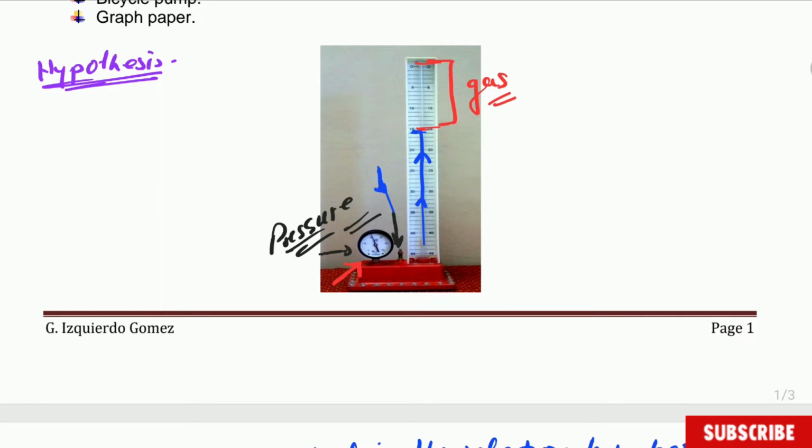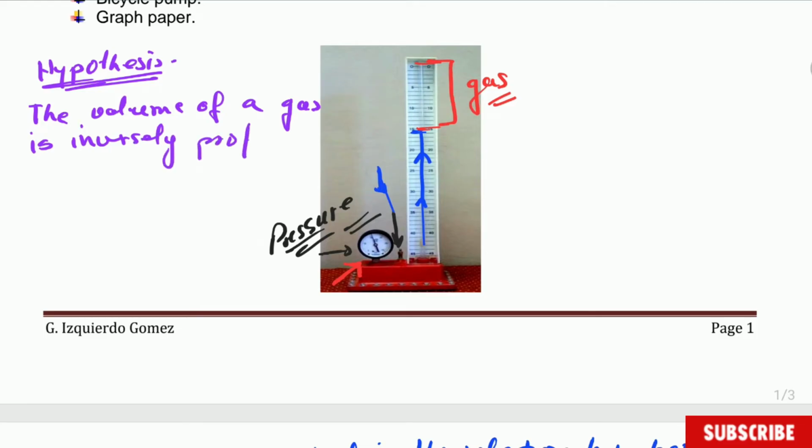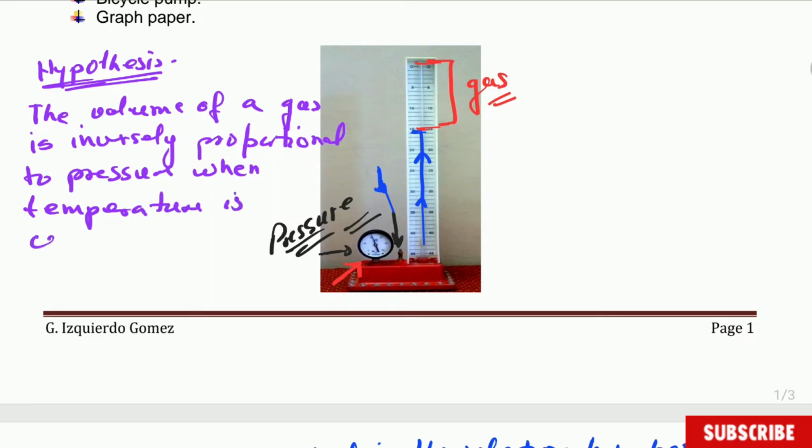We can say now pressure or volume, it doesn't really matter the order of you saying this one. Let's say the volume of a gas is inversely proportional to pressure when temperature is constant. Now, this is the anticipated answer, the first answer.